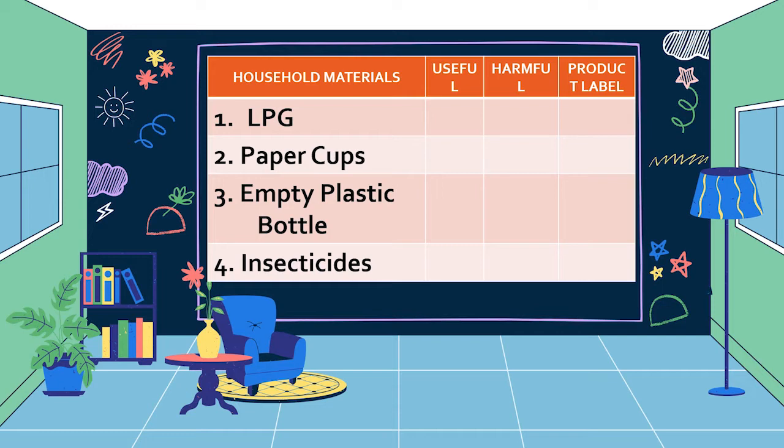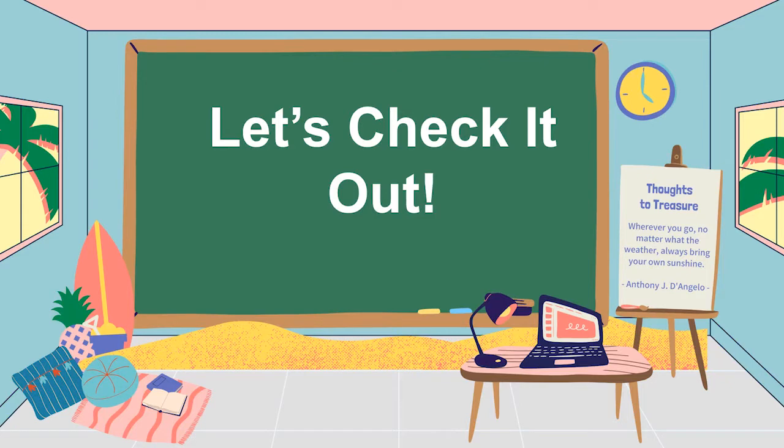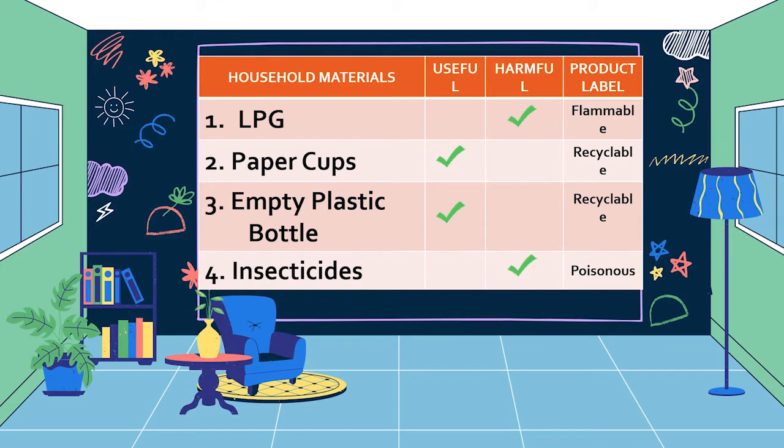Time's up. Let's see your answer. Let's now check your work. Number 1. LPG. Harmful. Product label is flammable. Number 2. Paper cups. Useful. Product label is recyclable. Number 3. Empty plastic bottle. Useful. Product label is recyclable. Number 4. Insecticides. Harmful. Product label is poisonous.